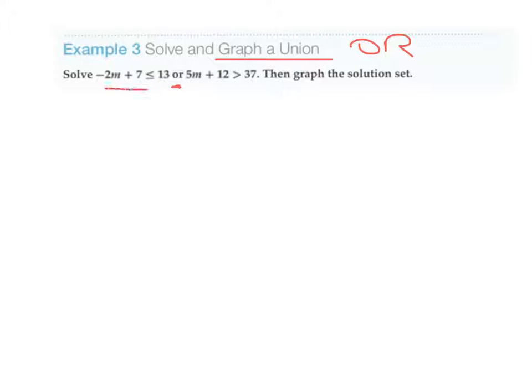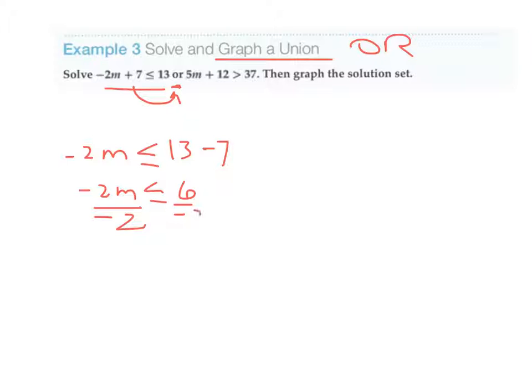So now I'm going to solve this first one. Solving it means I need to move this positive 7 over, which becomes a negative 7. So I'm going to have a negative 2m less than, and I'll move a negative 7 over with a 13. So there's my negative 7. And I will get negative 2m less than 6. Now I'm going to divide by negative 2. Because I'm dividing by a negative number, I have to switch the sign. So that becomes a negative 3. So there is my first one solved.